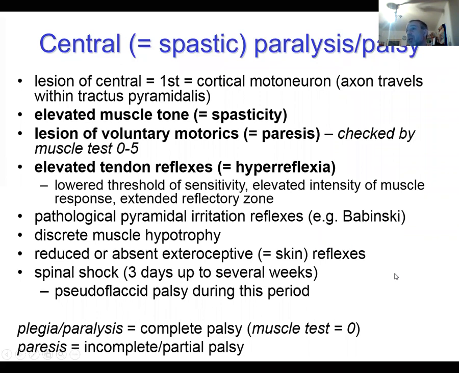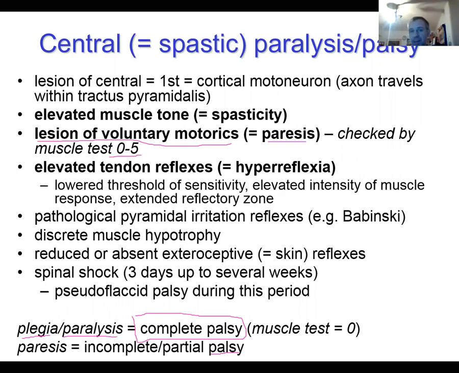So when we have the problem in the first order neuron, the upper motor neuron, the cortical motor neuron, that means the neuron coming from the cortex down, what are the main symptoms? The main symptoms are, of course, a lesion of the voluntary motorics. That means paresis. Paresis is another word for palsy or paralysis. But do not forget, when we say paralysis, or in Latin plegia, that means complete. So paralysis means complete, muscle test zero, no movement. If you say paresis, it means incomplete, partial palsy. So this has to be distinguished in neurology. The muscle test goes from 0 to 5, so it can be either paresis or paralysis, of course.